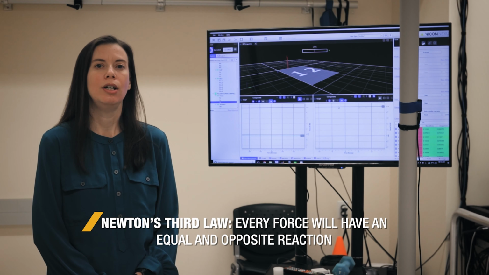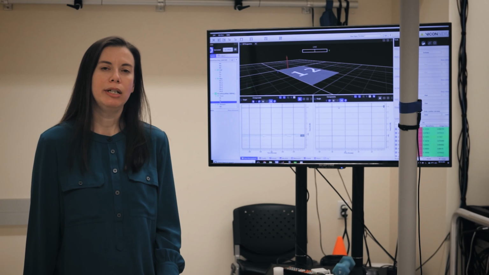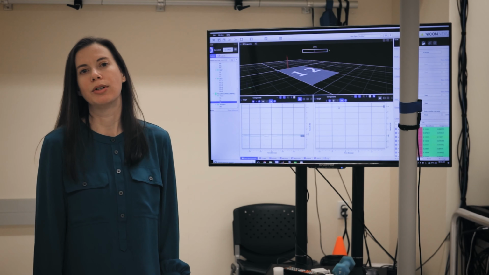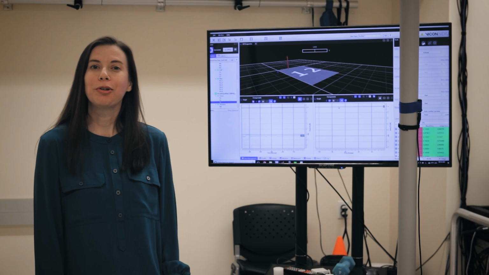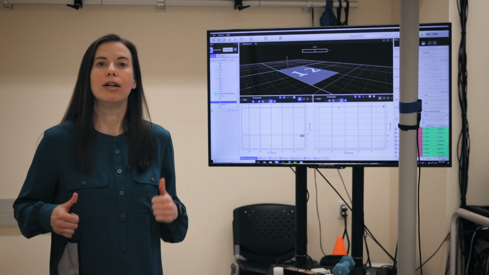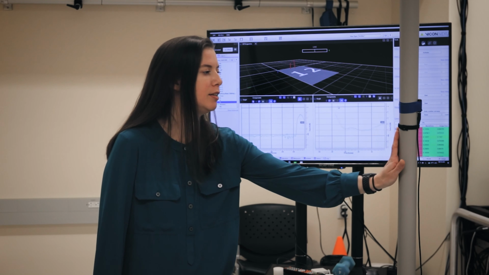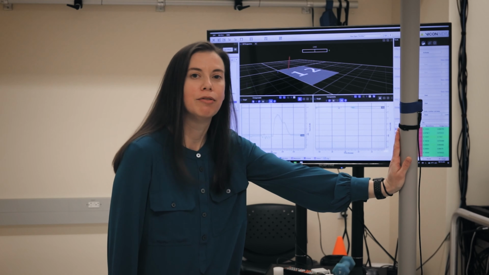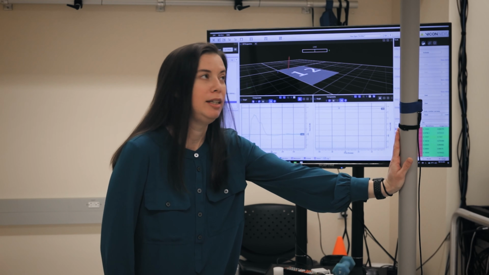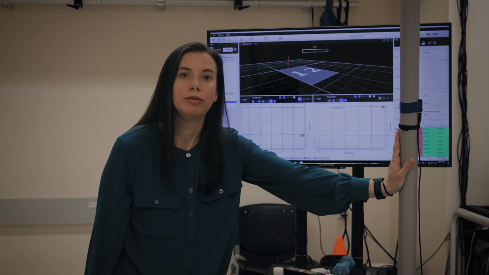Newton's third law of motion is that every force is going to have an equal and opposite reaction. So for example, as I'm standing here, gravity is acting on me, which means that I'm applying a force to the ground. In order for me not to fall through the ground, it is applying a force back on me to prevent me from falling. You can also think of that as if I push against this wall here, I am applying a force, and the structure here is applying a force back on me such that it doesn't move.